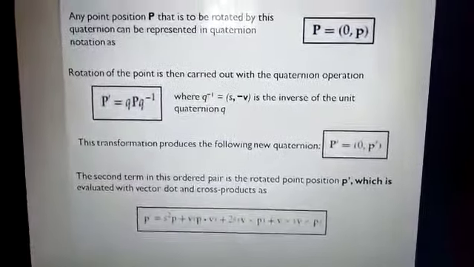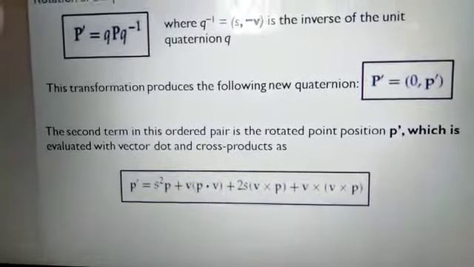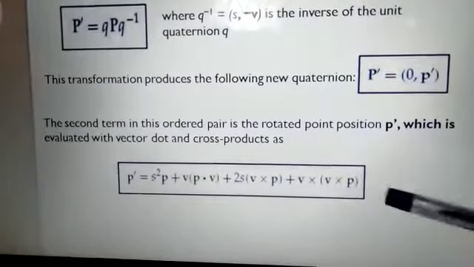The second term in this ordered pair is the rotated point position P dash, which is evaluated with vector dot and cross products with respect to this particular formula.